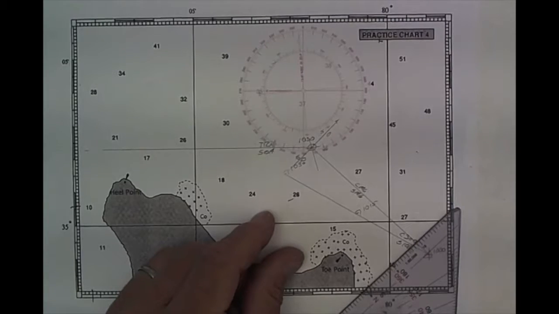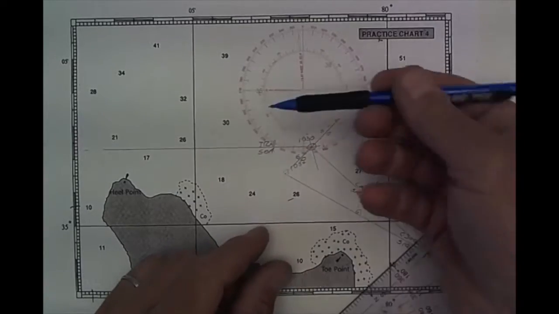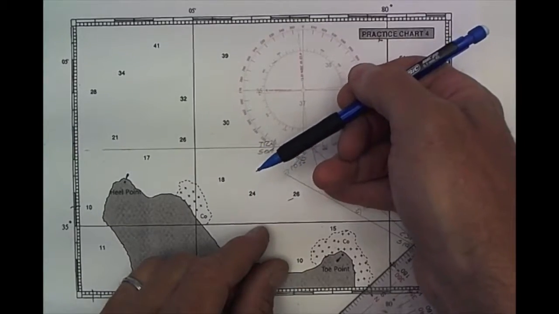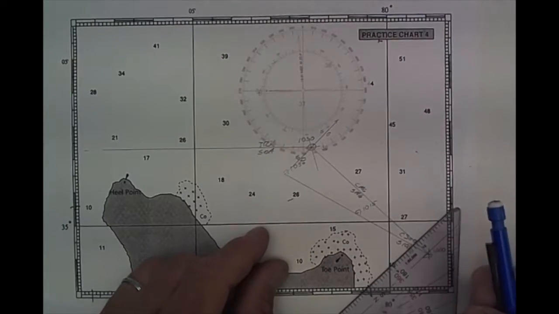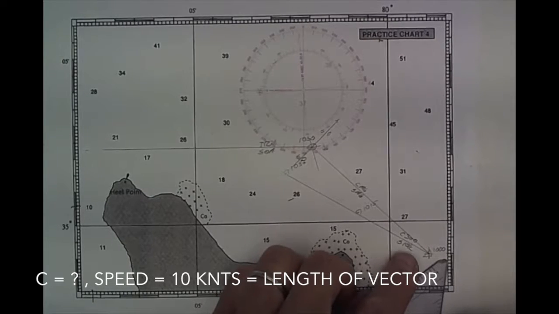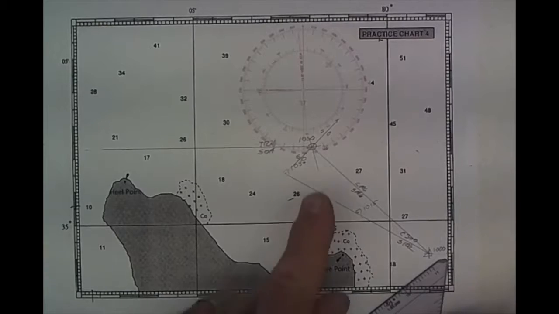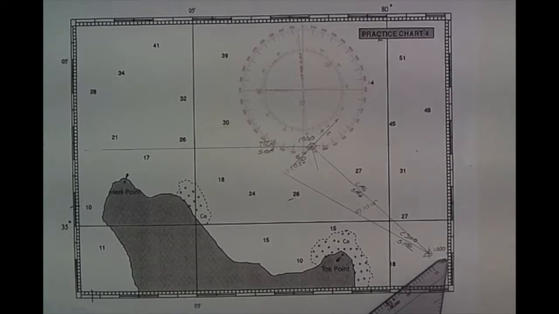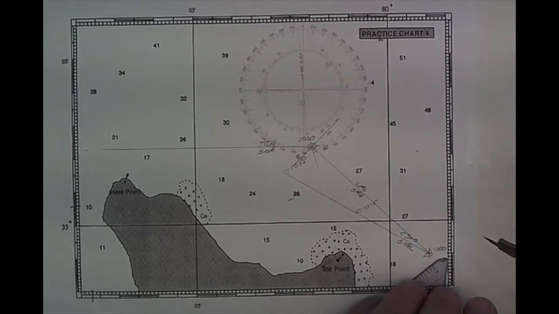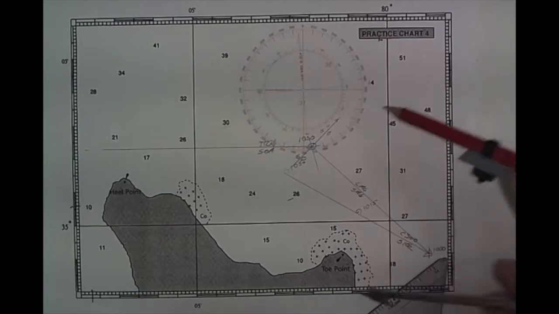The other side of the triangle is going to be course and speed. Again, we don't know the course yet. It's going to be something to the left. But what we do know about the course and speed vector is the magnitude or the length of it. We are maintaining an engine speed of 10 knots. So we know the length of the course and speed vector. It's going to be a magnitude of 10 knots. In half an hour, that's 5 nautical miles.